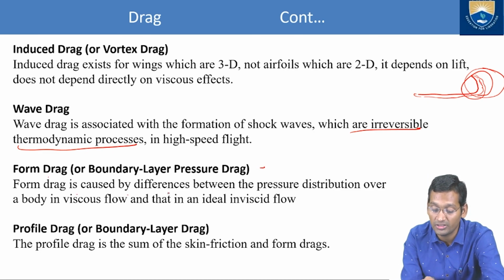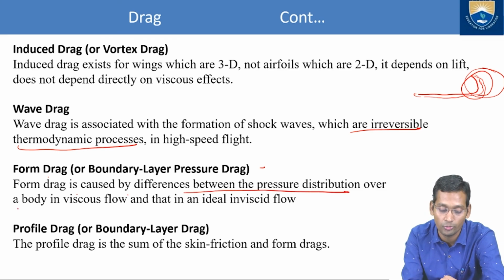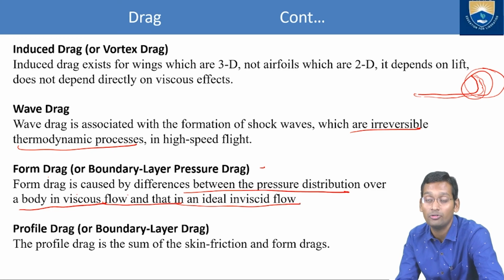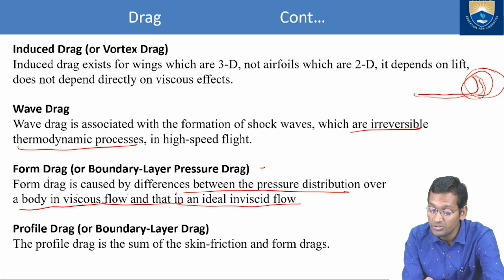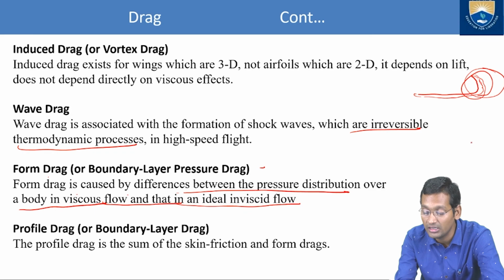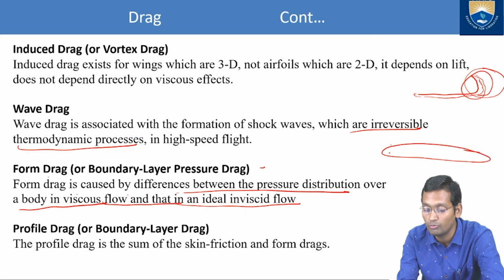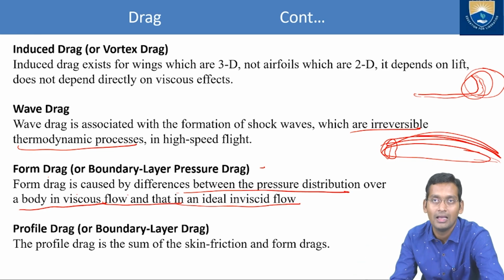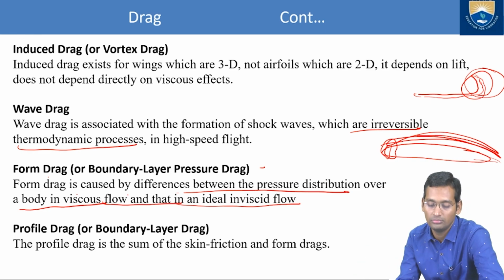Form drag, or boundary layer pressure drag, is caused by the difference between the pressure distribution over a body in viscous flow and that in ideal inviscid flow. Just see, the difference between the pressure distribution: at the leading edge there is more area, so more pressure, and at the trailing edge there is less area, so less pressure. The difference between these pressures also creates a drag, which is called the form drag.